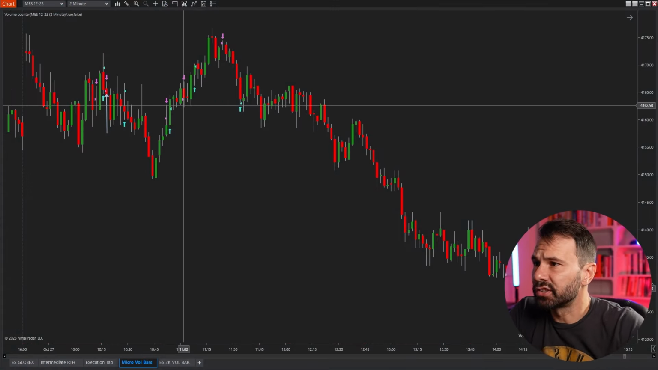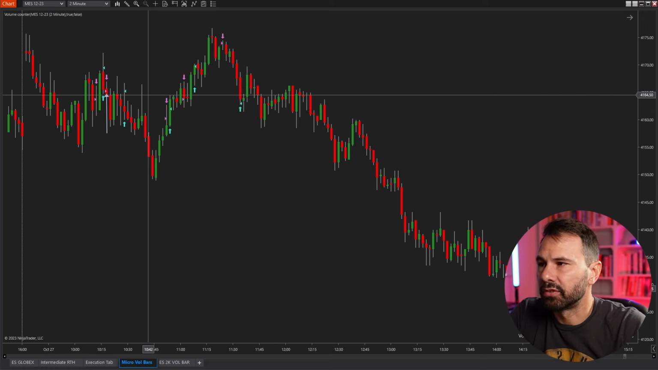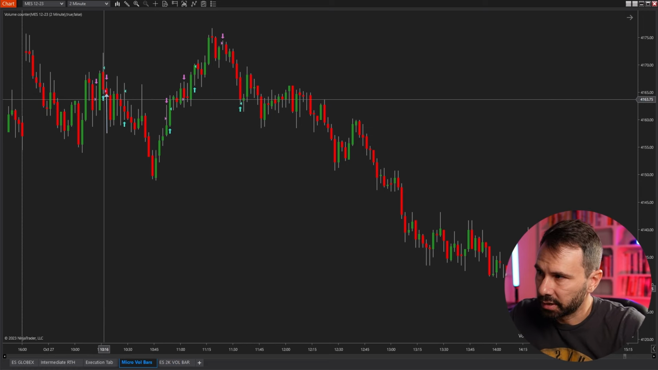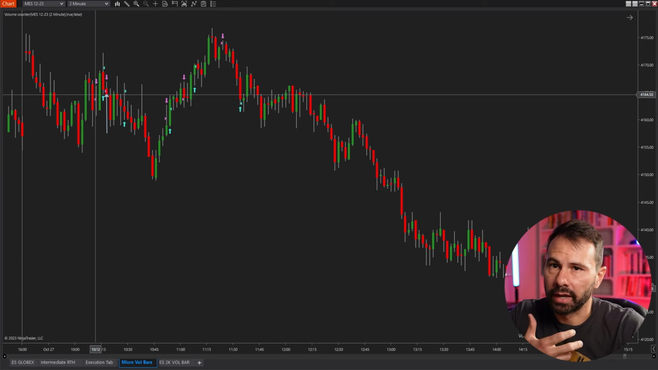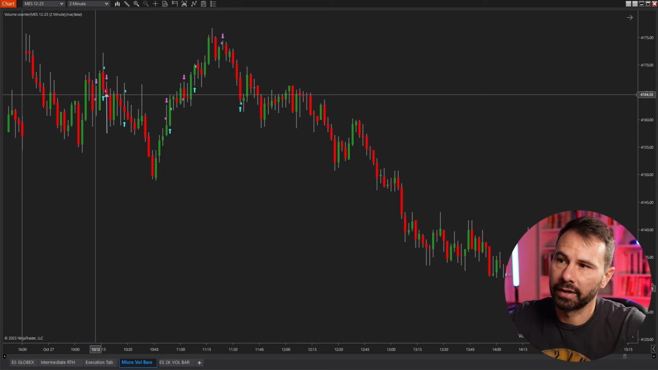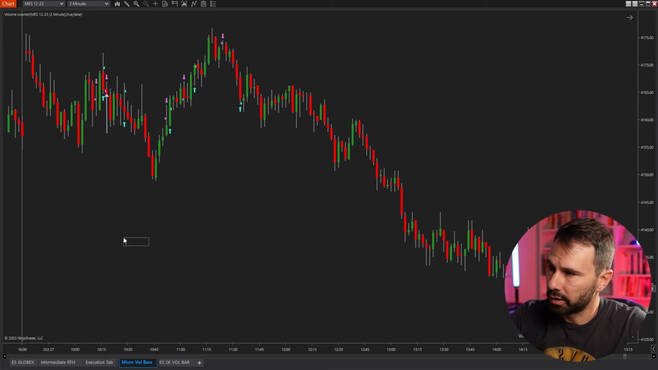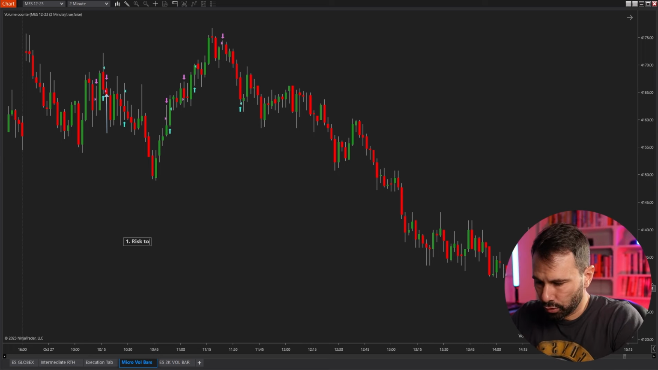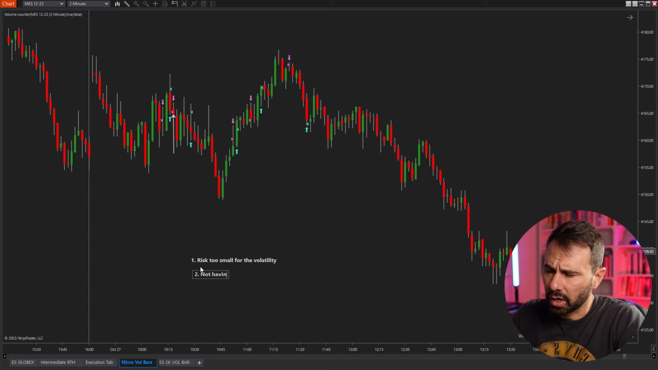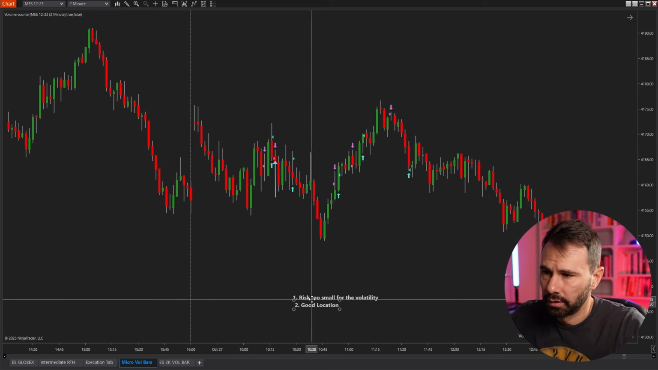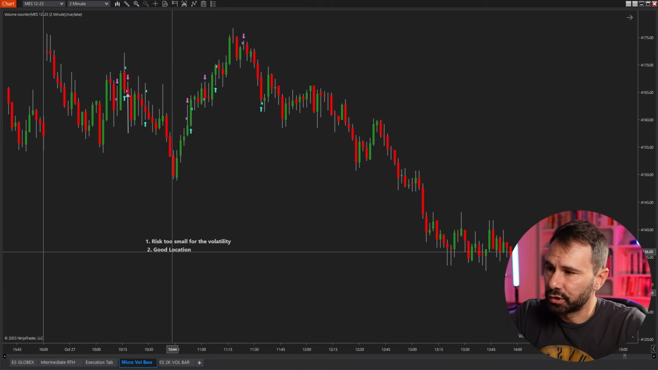Right? So I can spot two main mistakes here. Number one, I was not patient enough to wait for the right entry, which was barely here, breaking the opening range, right? And number two, I was not risking according to what the market environment was. So I can put here number one, risk too small for the volatility, and number two, not having realistic location. These are my 2 main issues here with the trades.